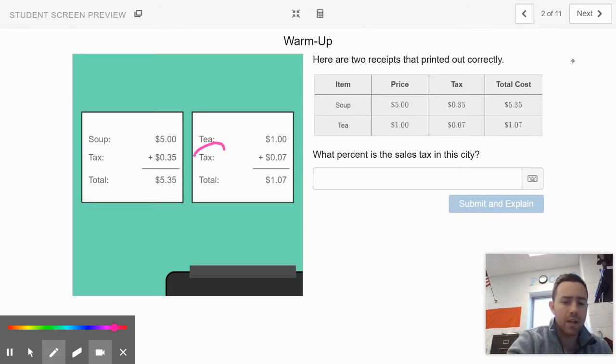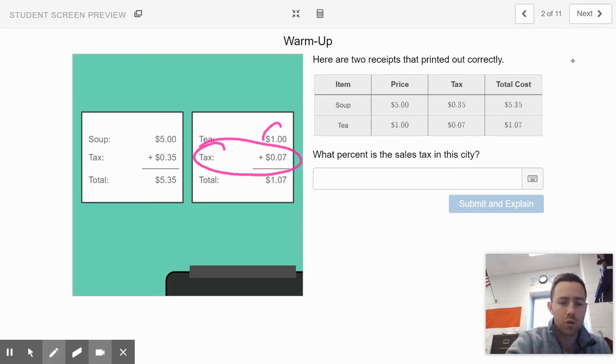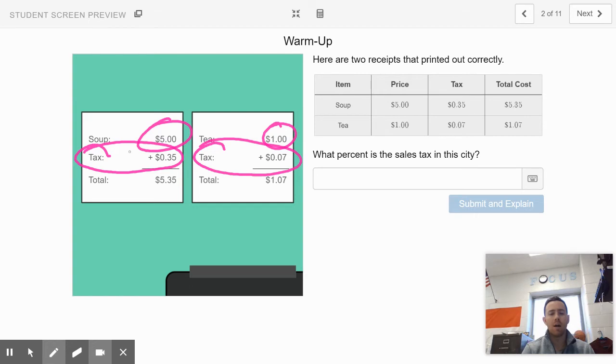So this tax is this extra price that is paid on this original value of tea, and this extra price that is paid on this original value of soup. Okay, and it's based on percentages. So what you can do is find the percent of the sales tax by figuring out what percent 35 cents is of $5 or what percent 7 cents is of $1. Your job there on slide 2 is to try to figure out what you think the sales tax percentage is based on what percentage you think 35 cents is of $5, etc.